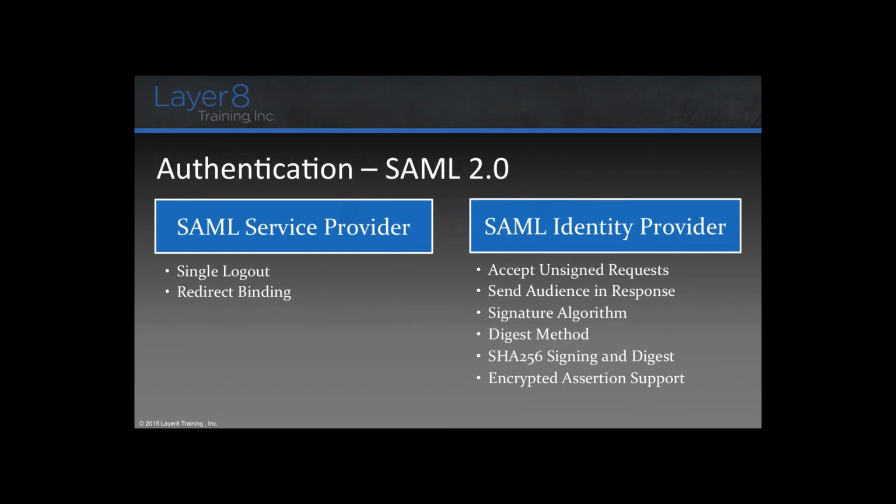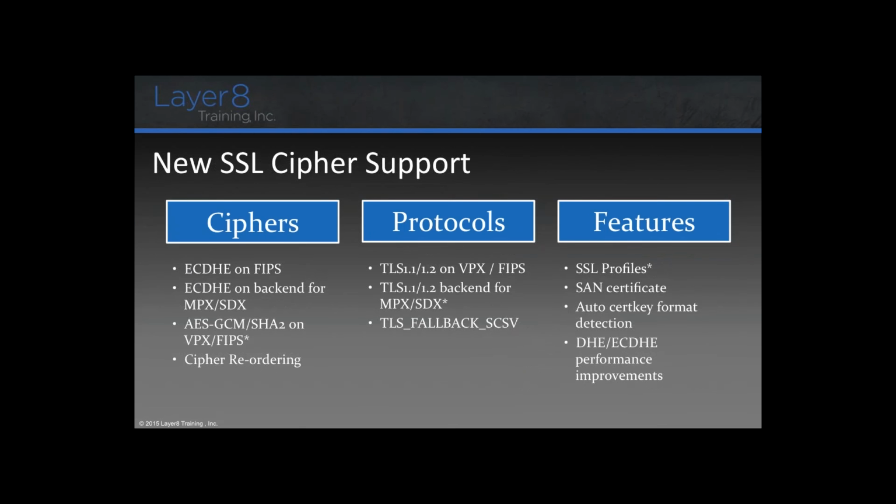Now, when it comes to the new ciphers that we have, as I said, we do support ECDHE on FIPS, and ECDHE on the backend for both the MPX and SDX appliances. We've added in AES-GCM and SHA2 on our VPX and our FIPS platforms. And of course we support cipher reordering, so you can basically work with your ciphers in a more intuitive way for your corporation. As far as the extension of protocols, I already mentioned that we have added TLS 1.2 in a variety of situations.